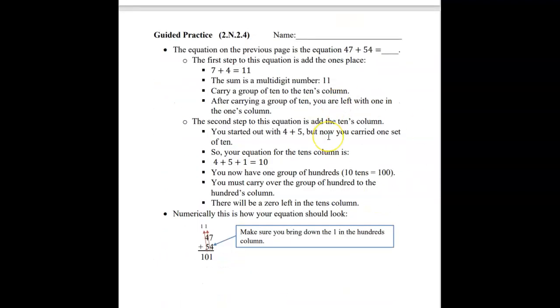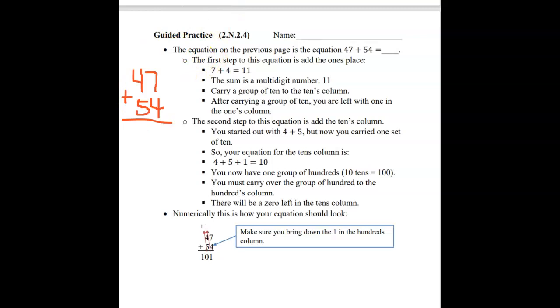So, in that equation, 47 plus 54, how do we figure that out? The first step is to add the ones place. So 7 plus 4 is 11. It's a multi-digit number, means it has more than one number, so 11. It's two numbers. So we have to carry a group of 10 into the tens column. After carrying the group of 10, you're left with 1 in the ones column. Let's do some writing. Let's write this out.